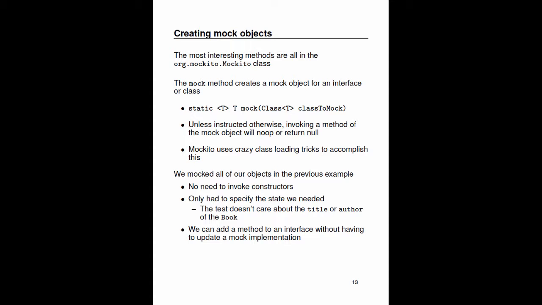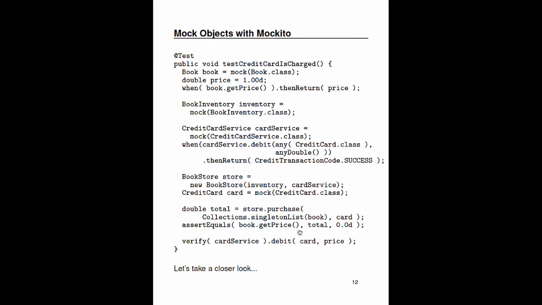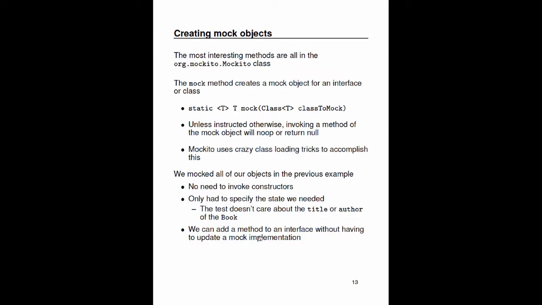Now, note that we mocked all of our objects in the previous example, or all the dependent objects. We didn't mock the actual object under test, right? We called new bookstore, but everything else here was a mock. This means that we didn't need to invoke any constructors. Underneath the covers, it's possible that some constructors will be invoked, but most of these things were interfaces, right? There are no constructors on interfaces. It's just like, hey, go off and create me some object that implements that interface.